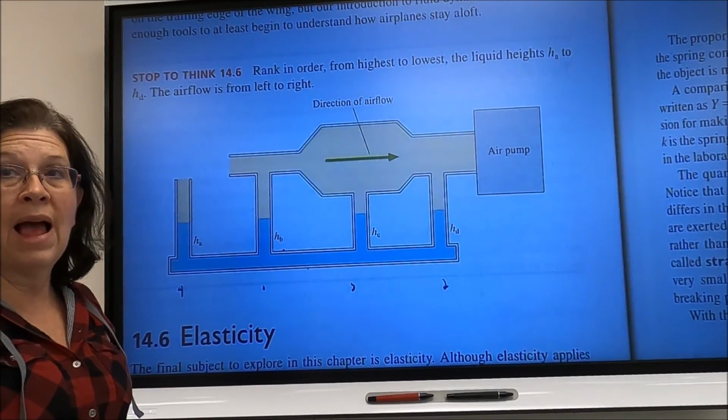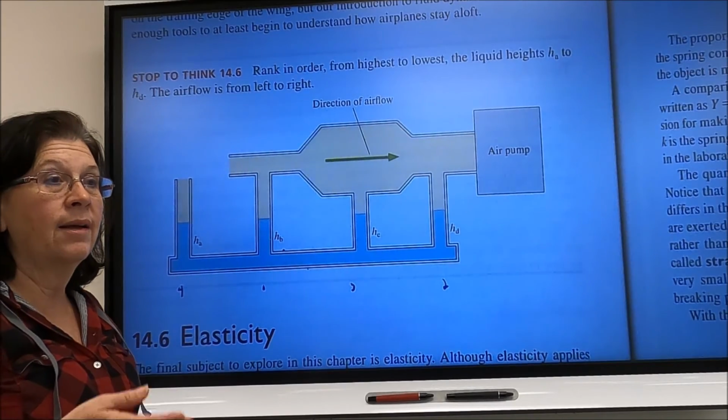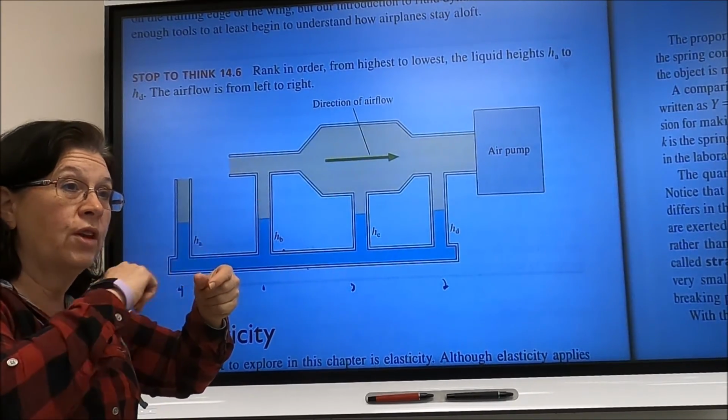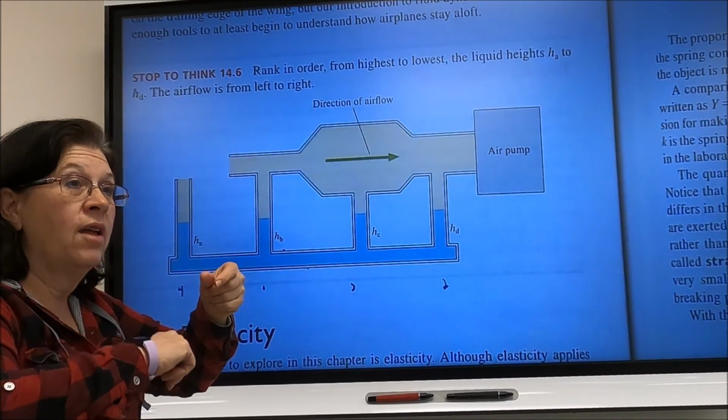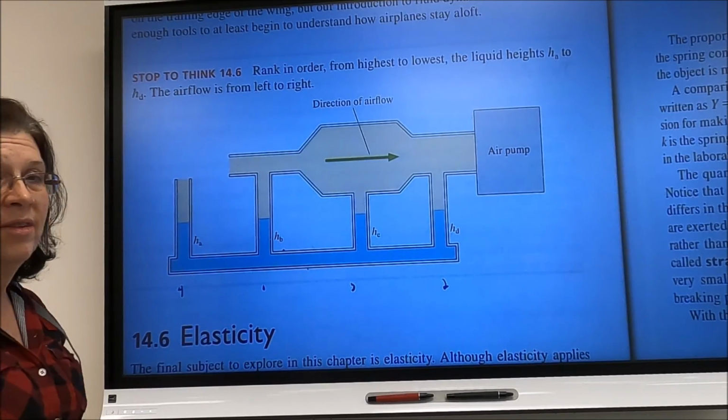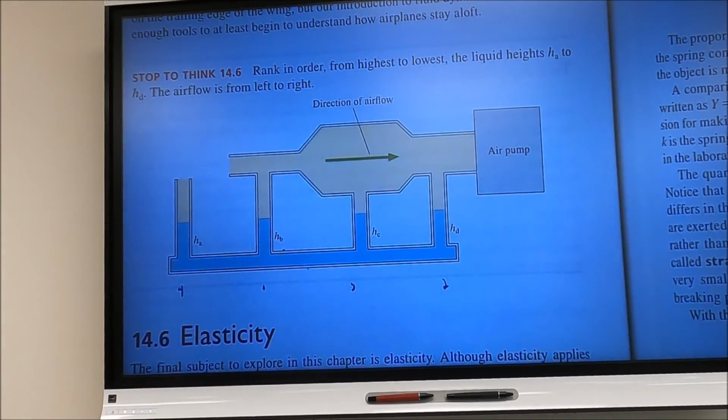Now, guys, you can try this at home. Take a straw and put it in a liquid and blow over the top of the straw, and you can see the liquid lift in the straw. So this is something you can try at home. You can also do the paper trick, okay? So you can do both of those.